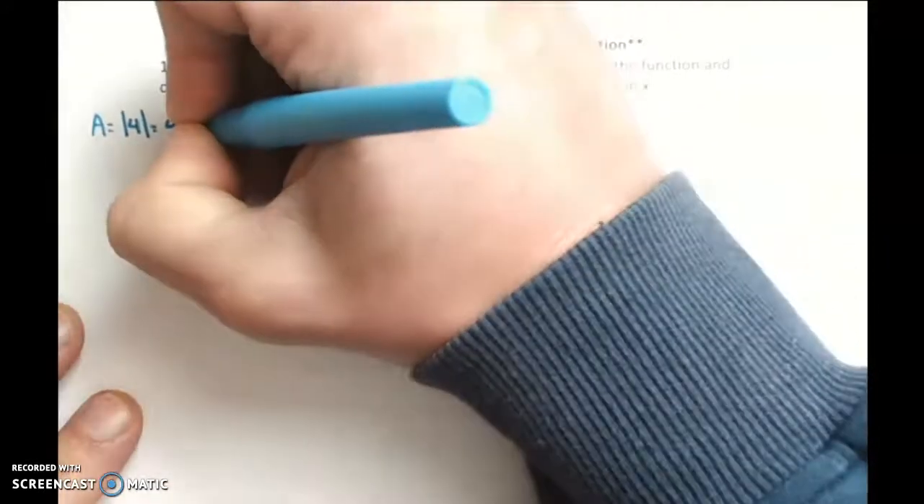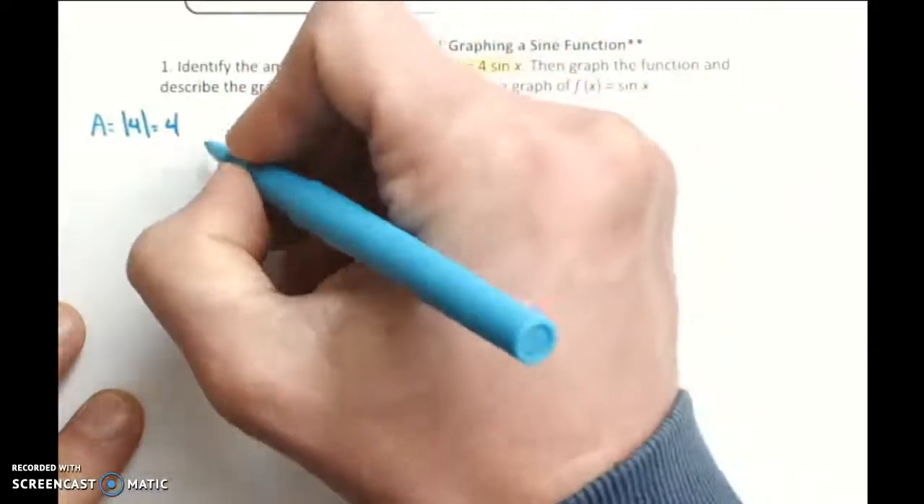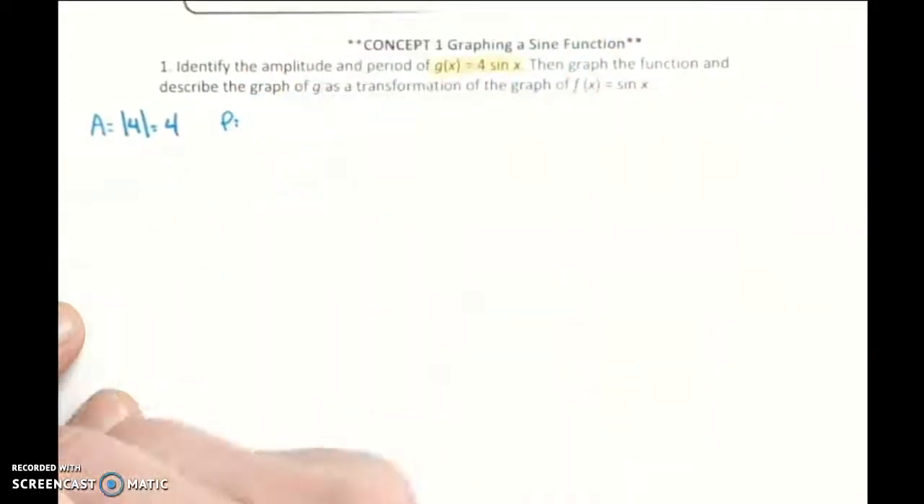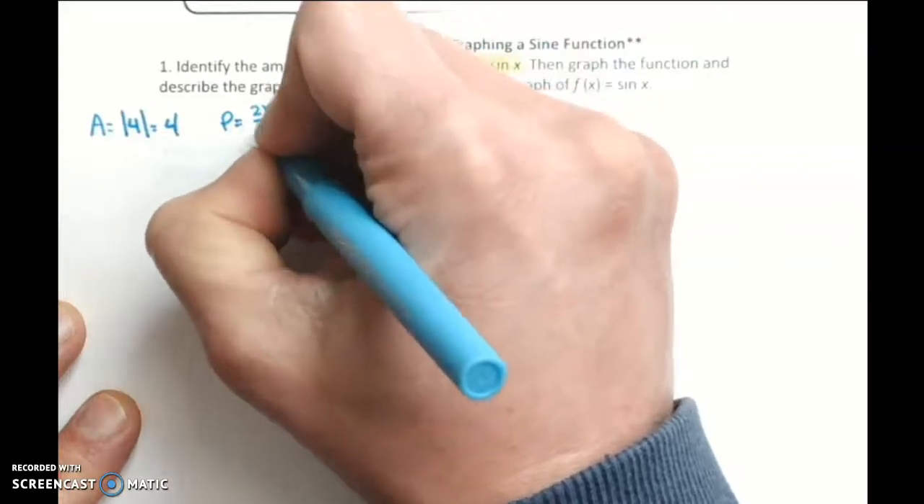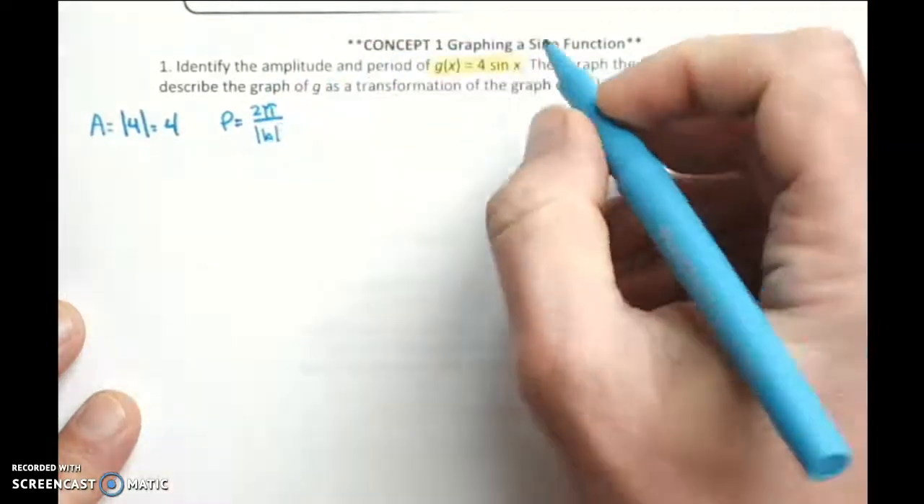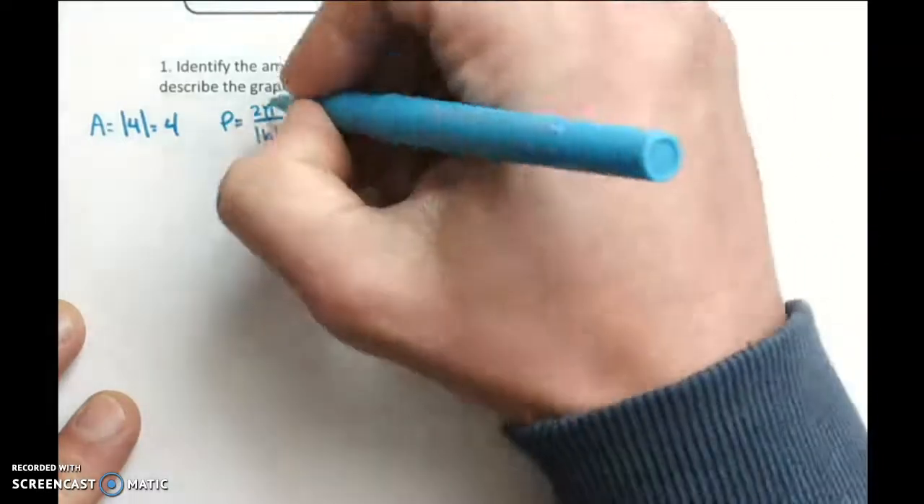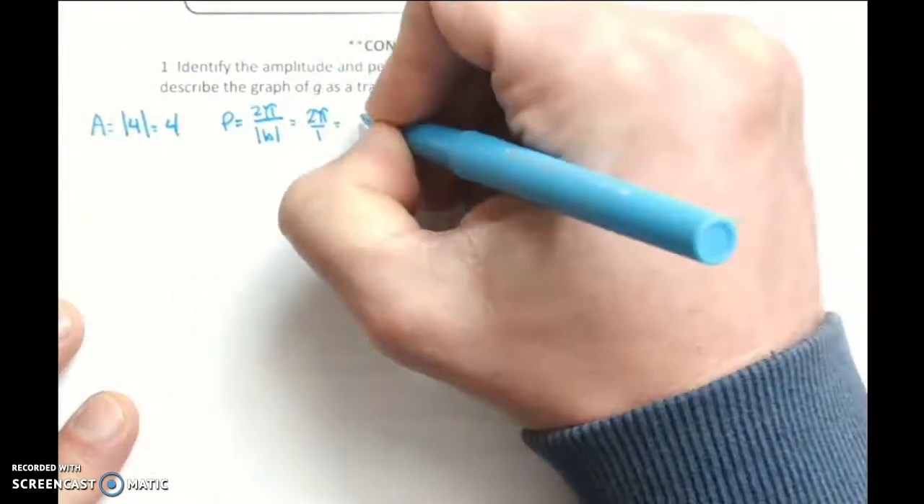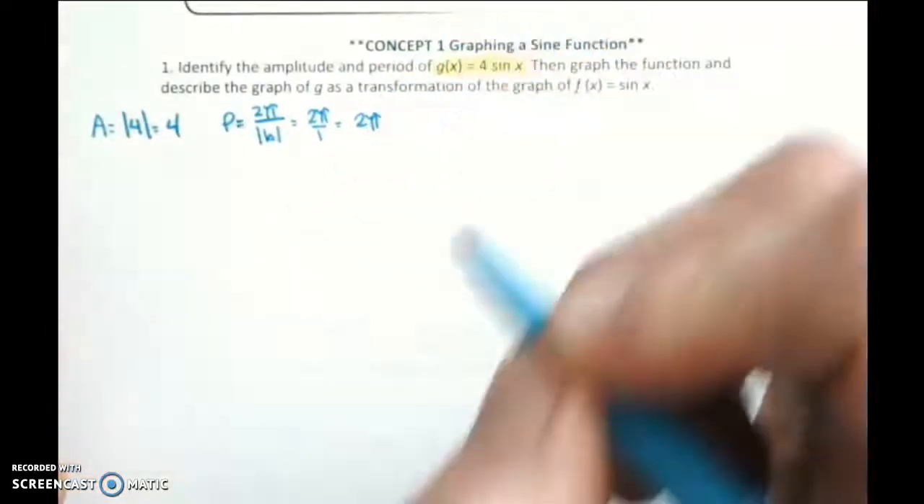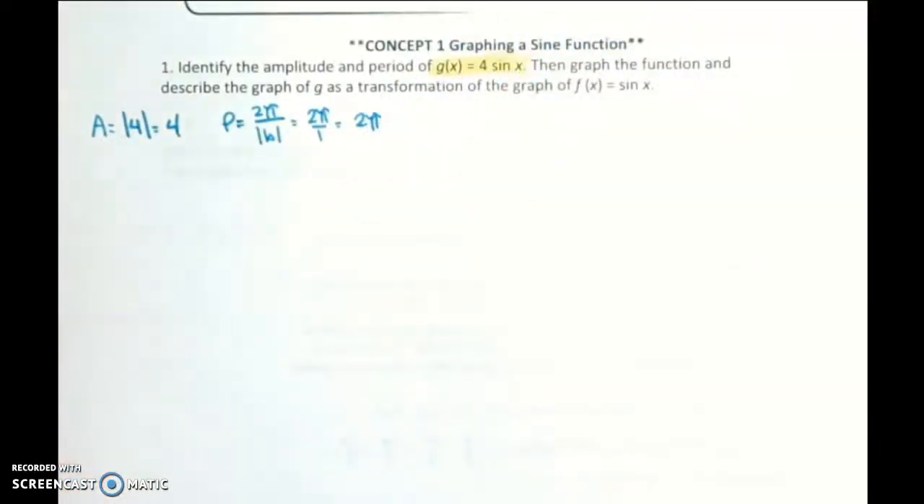Okay, first part. Second part, period. Period is what? Well, it's 2 pi over the absolute value of b. Well, what's b in this case? It's going to be 1. So it's 2 pi over 1, or 2 pi. Okay, so those are the 2 starting points each and every time.